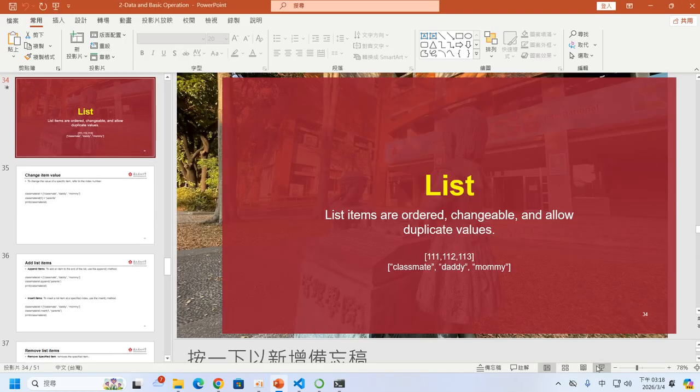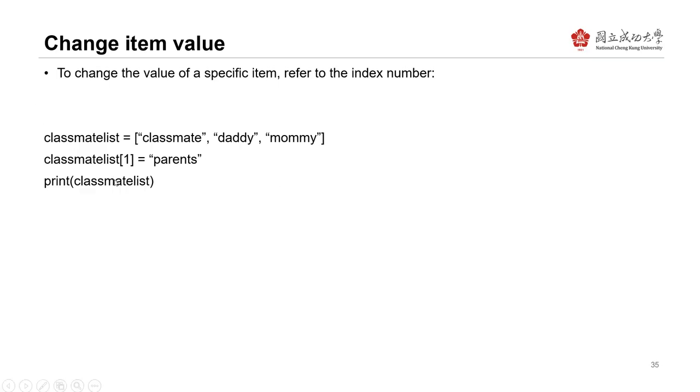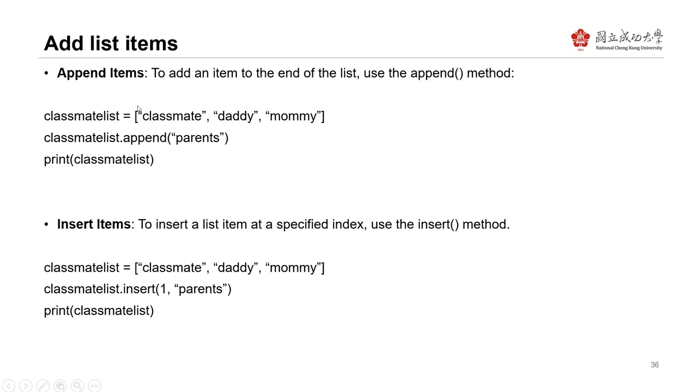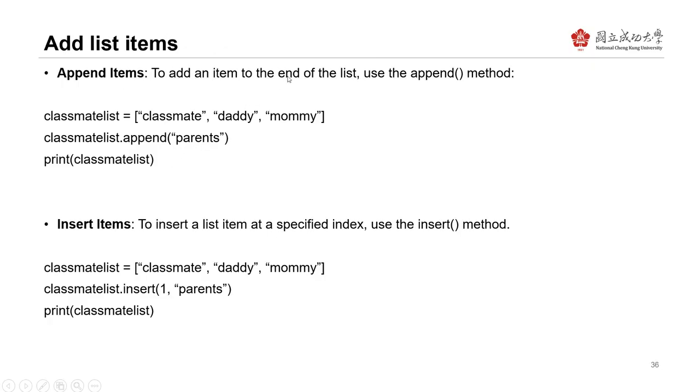Move on to the next part, how to change it. When we want to use the list, this kind of data type is because we want to change the numbers, right? So how to change it? We can use append and insert. What's the difference? If you use append, it will put the item at the end of the list. So if I have classmate, daddy, mommy, and I use append on the classmate list, it will include a new one, parent, which becomes our fourth one, right?